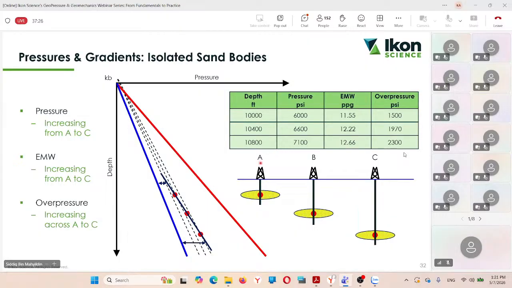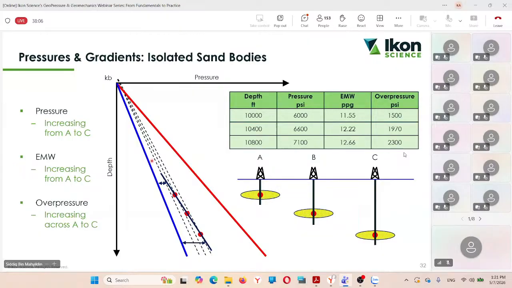So you can see I have three different sands over here, A, B, C. They are all at different depths, right? And when we take the pressure reading, the average pressure reading is increasing from 6,000 up to 7,100. So we could easily say that each sand body is behaving independently, because the equivalent mud weight over here is increasing as well. So they all have different equivalent mud weight, basically the gradient of the pressure. And we can see the overpressure is increasing as well.